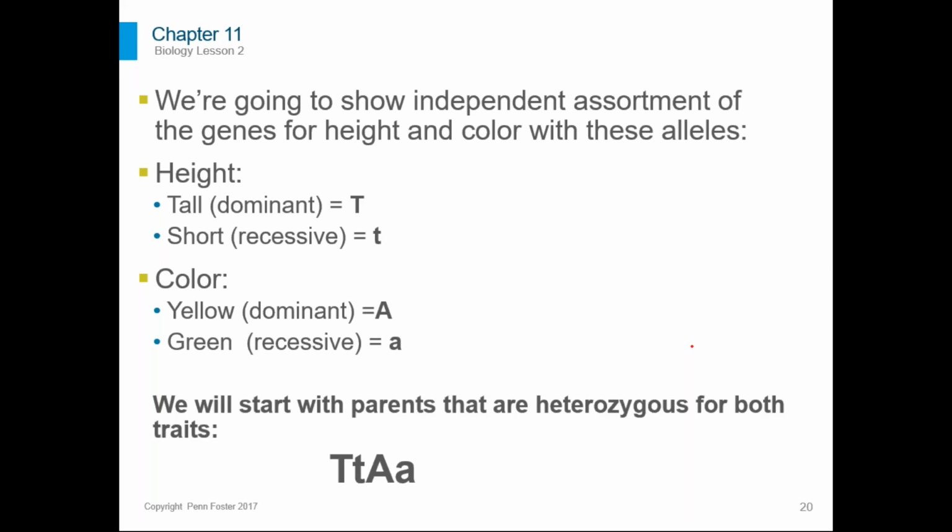And we will start an example on the next slide that has both parents that are heterozygous for both traits. So if this is the mom plant here, okay, we've got a mom and a dad. So if the mom plant will have both a tall allele and a short allele, so it's heterozygous, it's got both. And then it's also going to have both a yellow allele and a green allele.